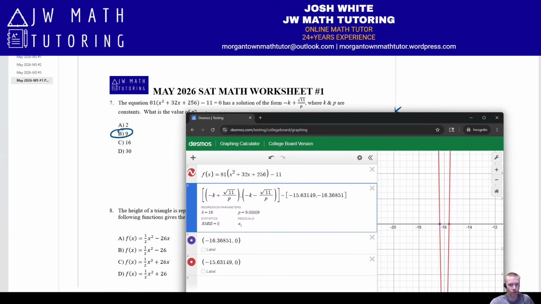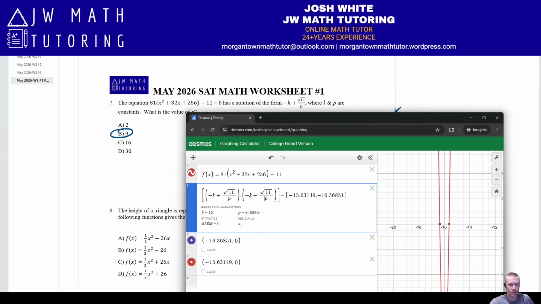negative k plus root 11 over p, is equal to negative 15.63149. Okay, right here. Then I say the smaller of the two solutions, which is negative k minus root 11 over p, is equal to the smaller x-intercept value, negative 16.36851. It finds k perfectly at 16.